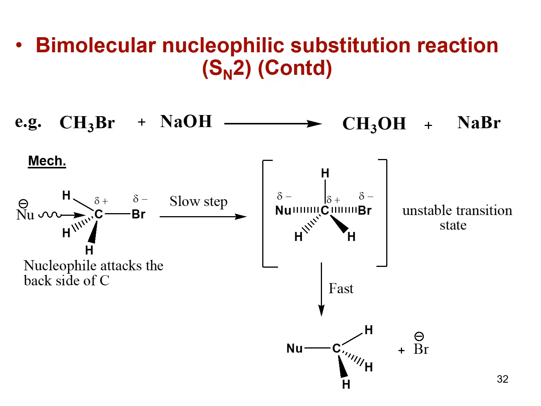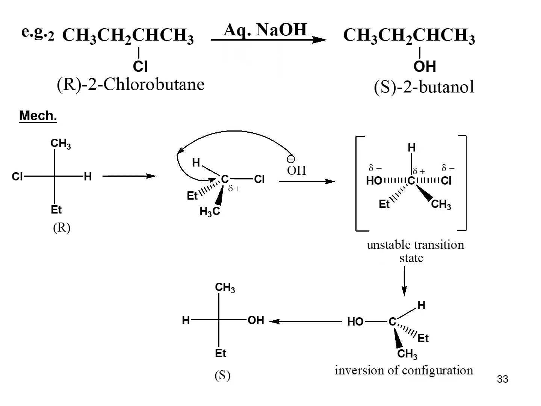As we have said, this is a backside attack, which will have a huge effect if we are dealing with a chiral carbon. The carbon attached to the halogen is a chiral carbon, and the compound is a stereoisomer. If we start with an R compound, we will end up with the S, which means that we have conducted inversion of configuration.